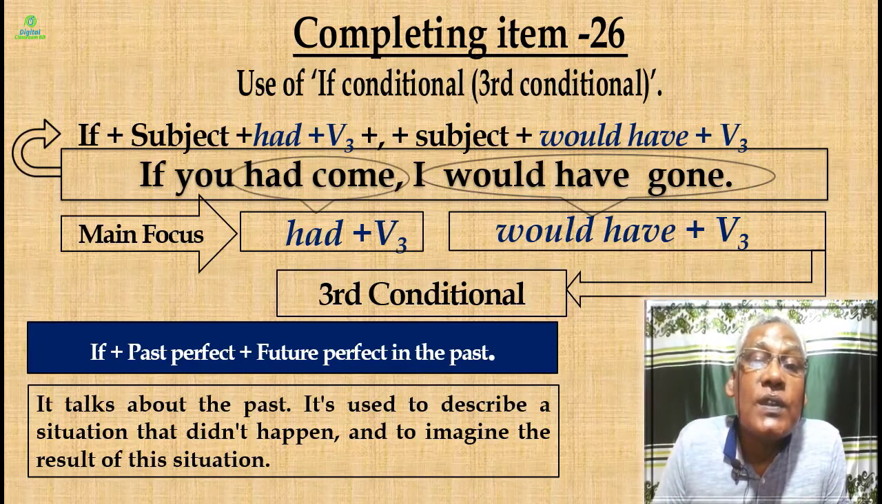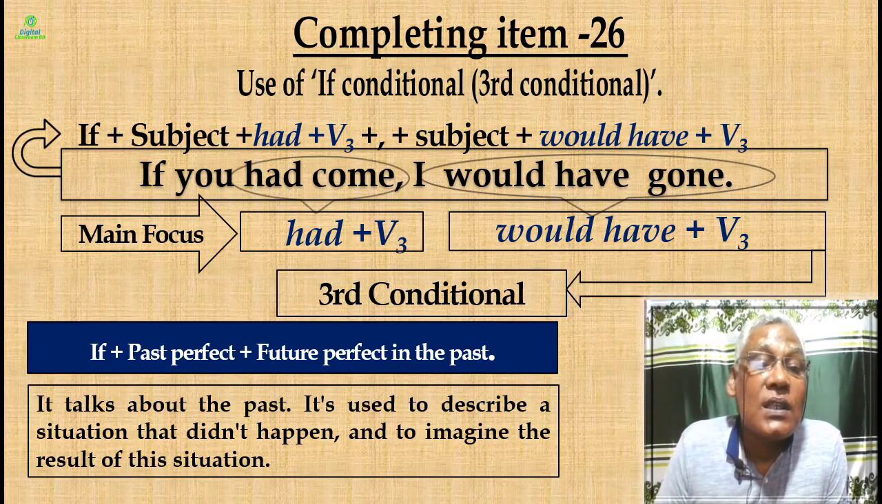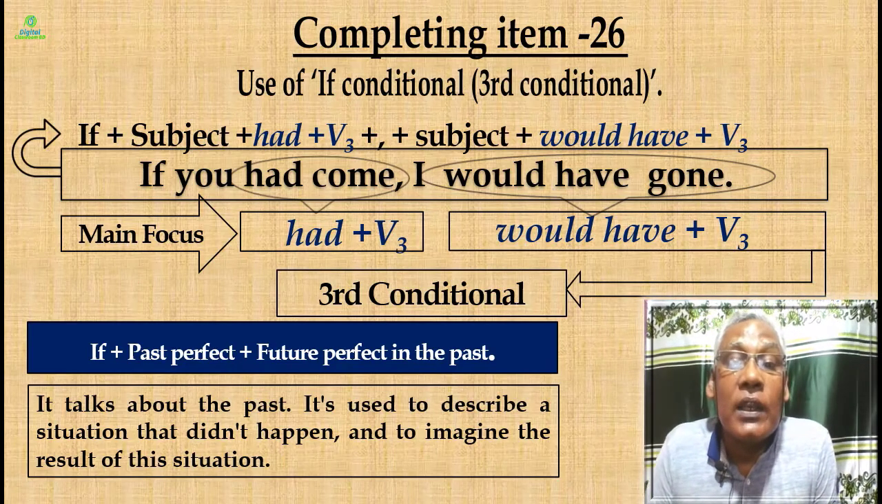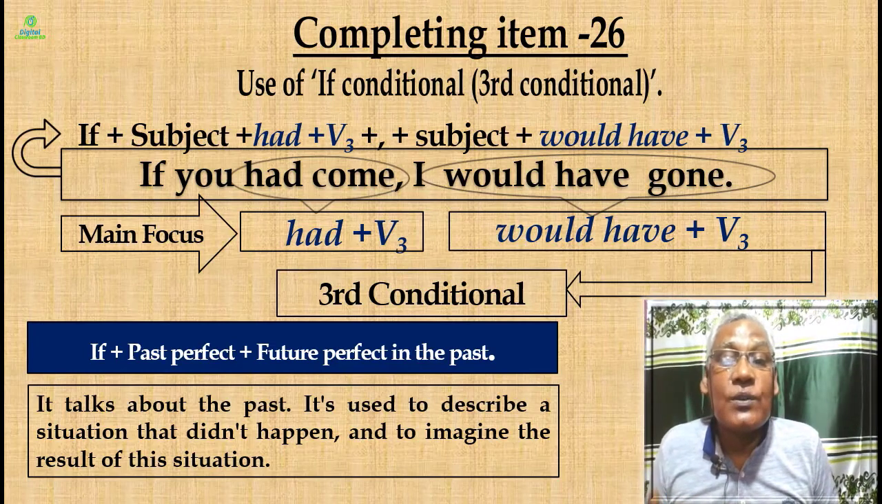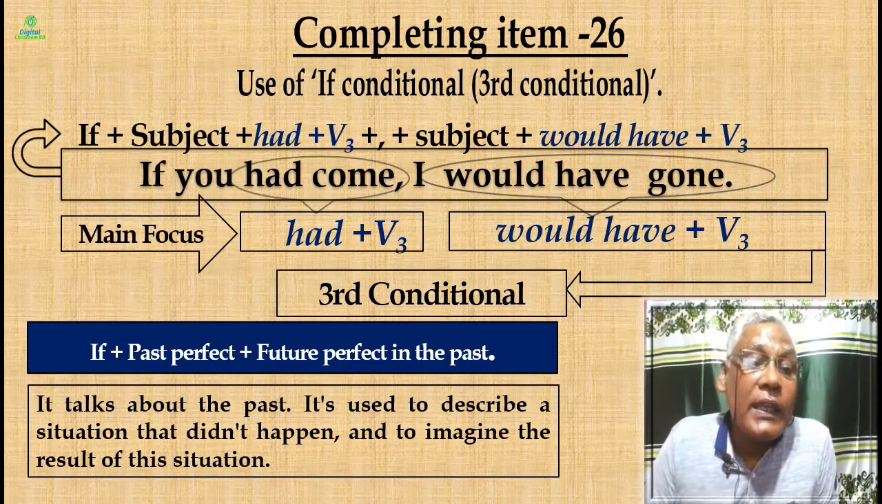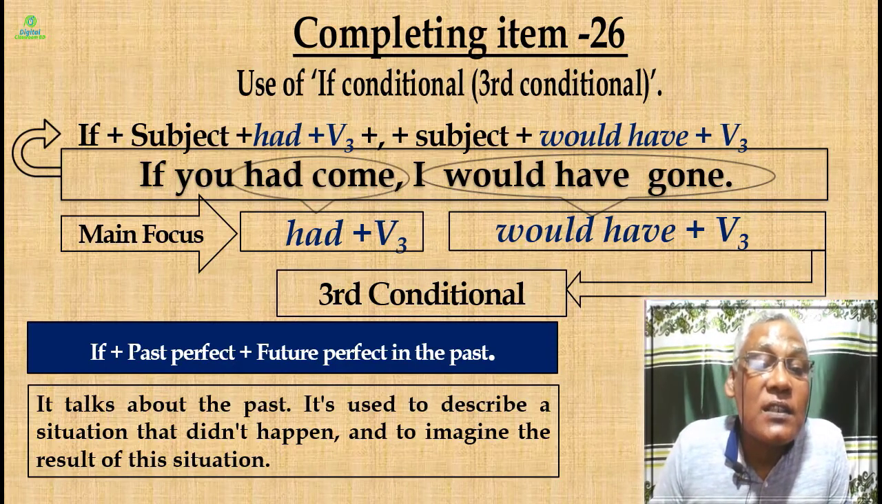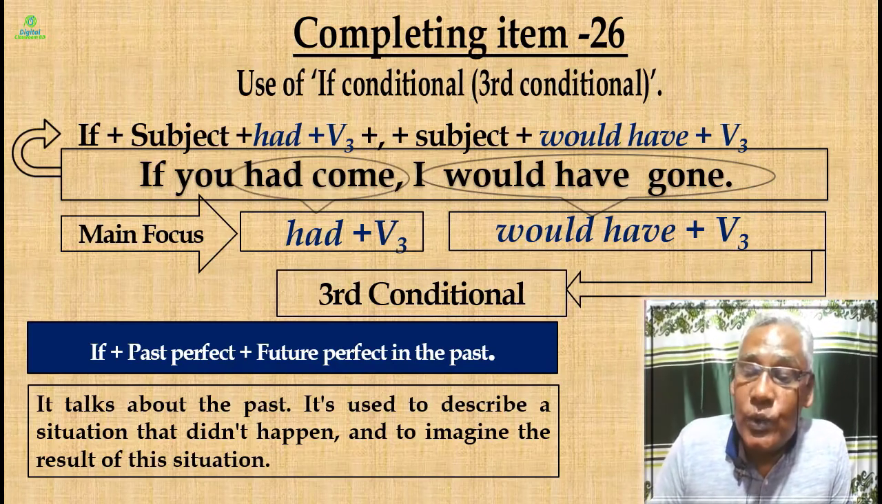It's used to describe a situation that didn't happen and to imagine the result of this situation. So when we use third conditional, we talk about the past. It's used to describe a situation that didn't happen actually and to imagine the result of this situation. Have you noticed? Yeah, please look at the sentence. If you had come, I would have gone. That means you had not come, and that's why I did not go. That is why it is said it talks about the past.